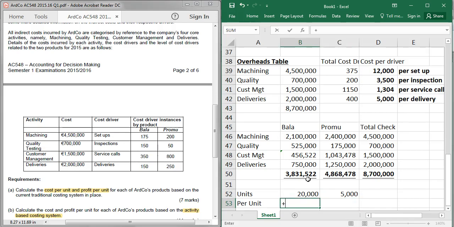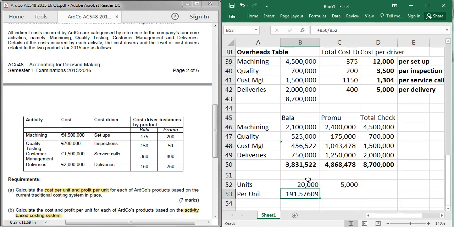So the per unit allocation here, 3.8 million over 20,000, is about €191 a unit overhead for Bala, and it's about €973 for promo. So that is completely different than what we did in the part A for traditional system, and that's what you're going to have to tease out in part C.